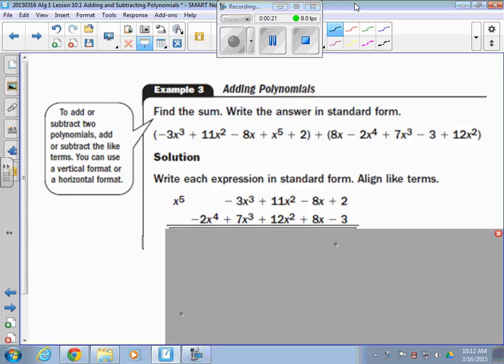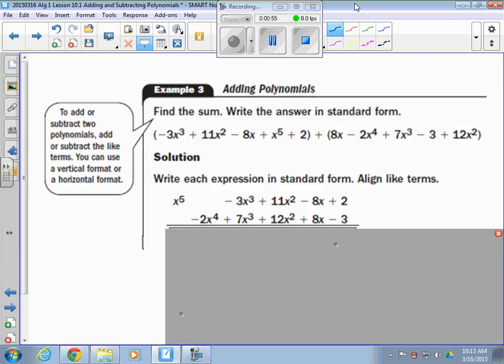You can use a vertical or a horizontal format. Most people use horizontal. They'll just go across and underline or box or circle or put shapes around the ones that are like. But you can use what's called the vertical format and stack the ones that are like terms on top of each other. So if you have these two polynomials, negative 3x to the third plus 11x squared minus 8x plus x to the fifth plus 2, then it says plus 8x minus 2x to the fourth plus 7x to the third minus 3 plus 12x squared. A lot of things to say, a lot of things to write, but once you combine them, they get substantially shorter.